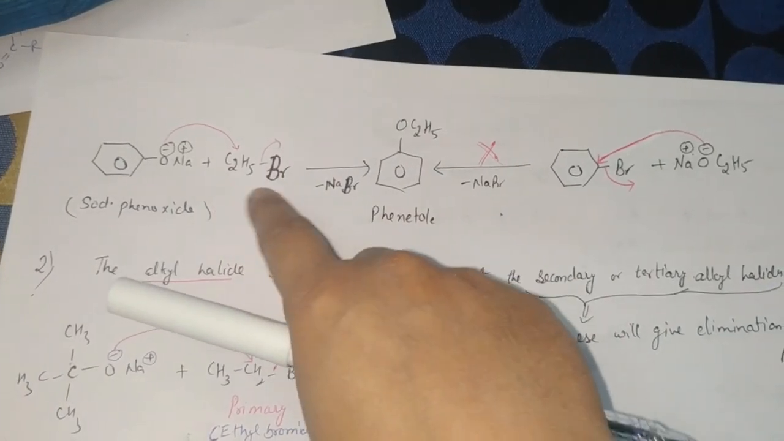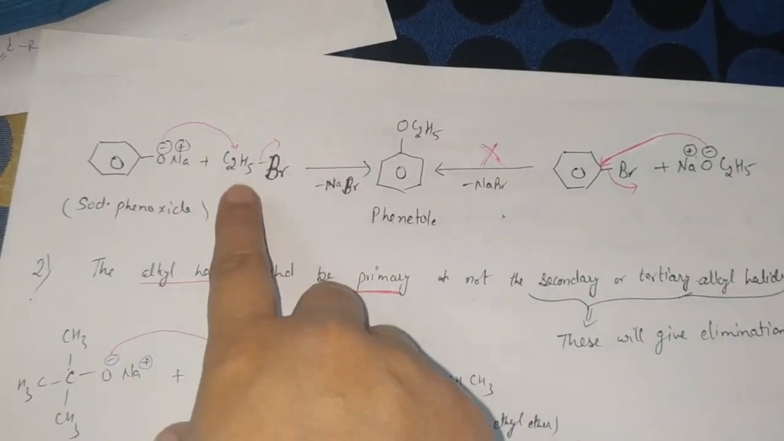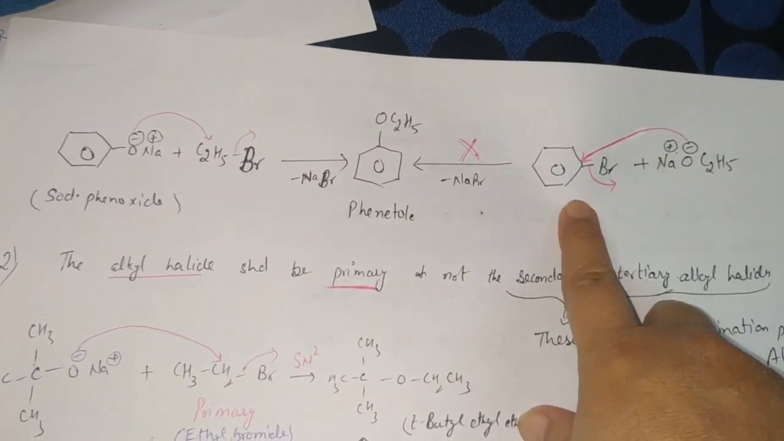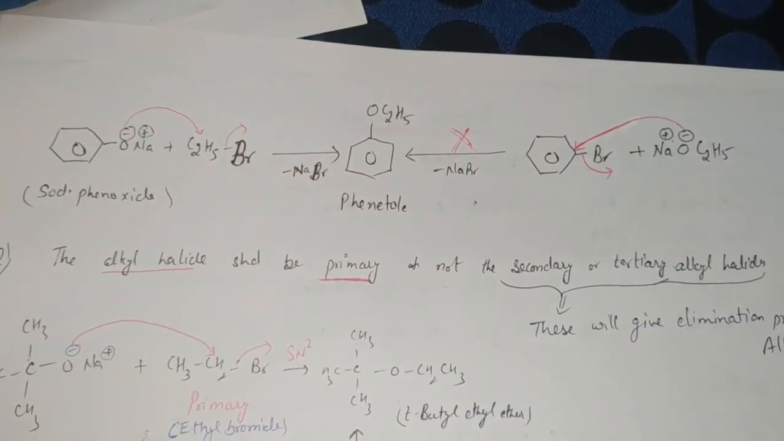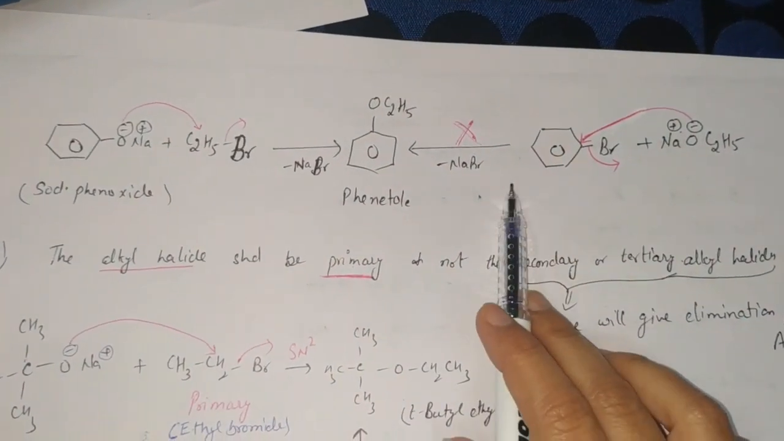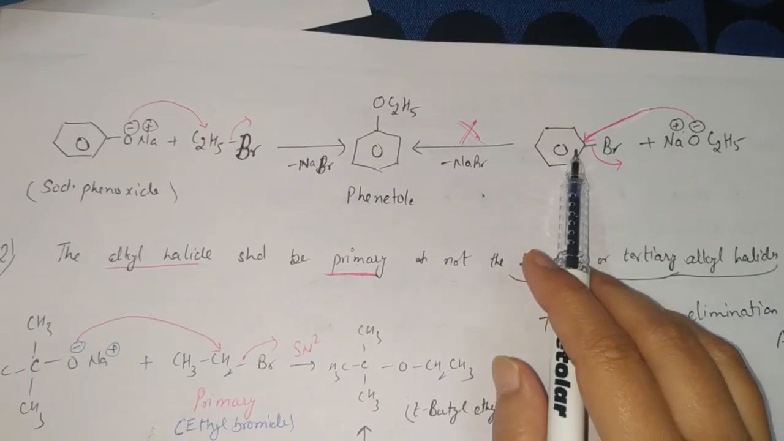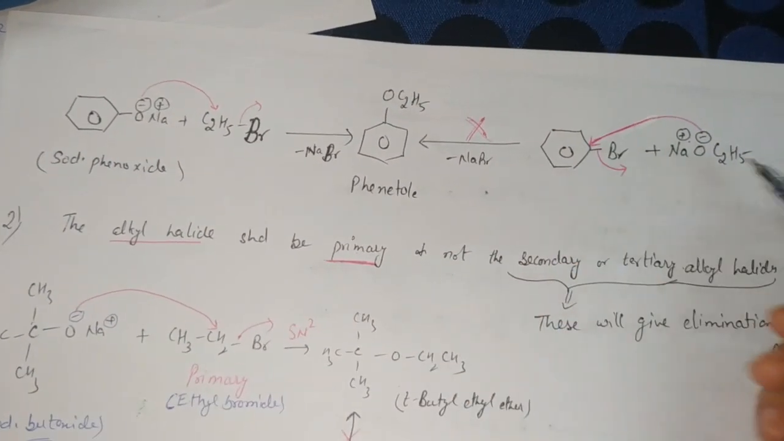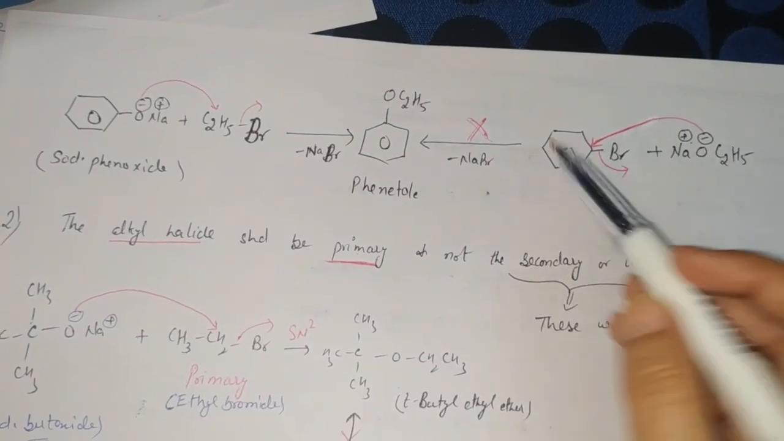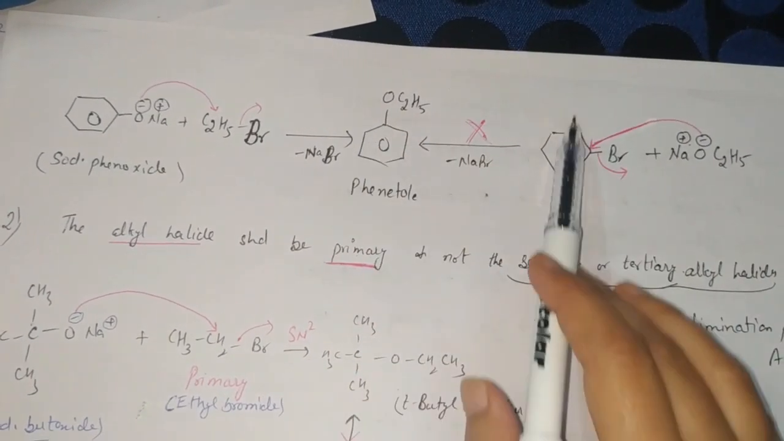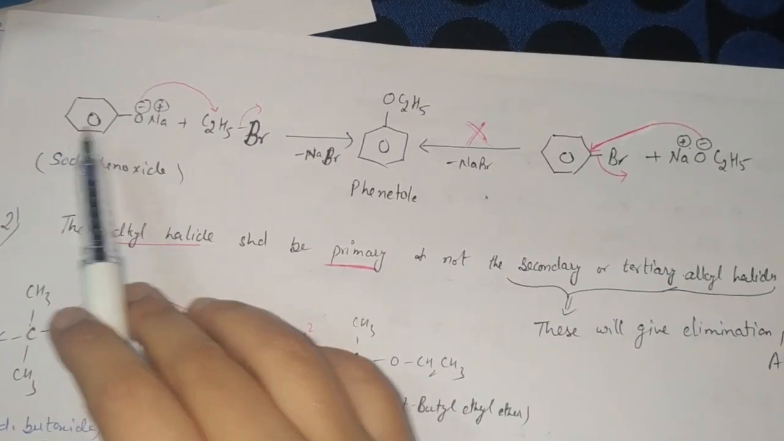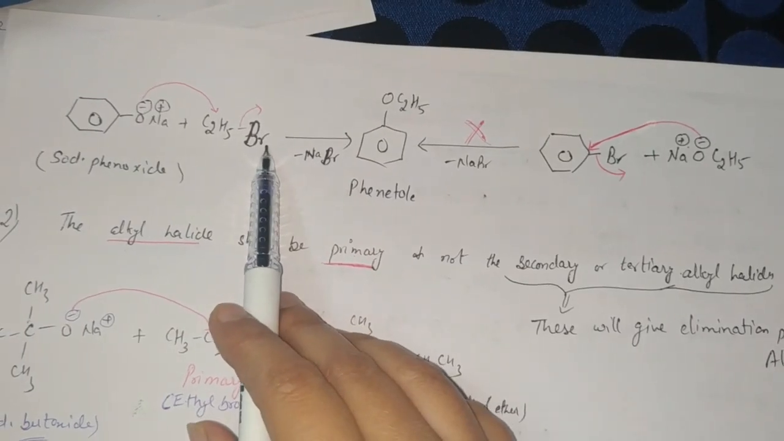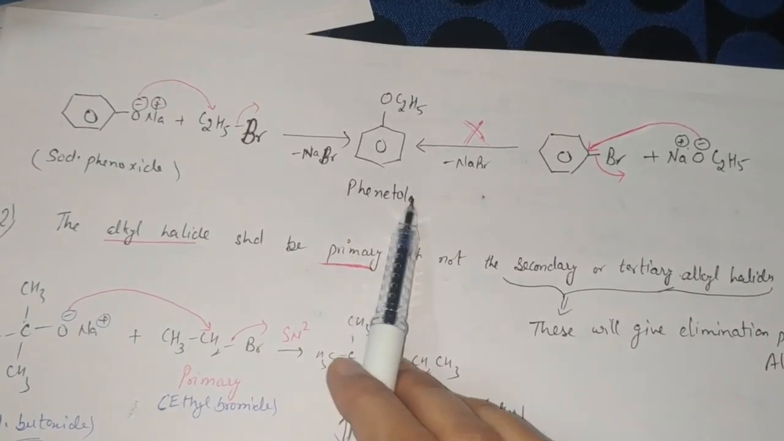Right? Either we can take the alkyl halide or we can have the aryl halide. But as we have studied, we can't use aryl halides because the carbon-bromine bond will have partial double bond character, so it will be difficult to break this bond. So we can't prepare phenetole through that route. We have to take sodium phenoxide and ethyl bromide or chloride or iodide etc. to form phenetole.